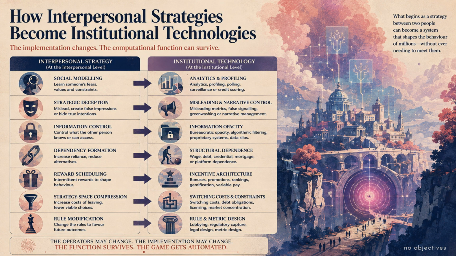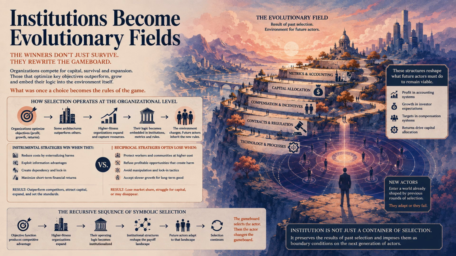And then, last but not least, let's close out by talking about institutions becoming evolutionary fields. And of course, this is another novel contribution of PSH. We think of institutions not just as games. They are evolutionary fields. And this final slide closes the loop, right? Because now symbolic selection is recursive. Imagine organizations competing for capital, market share, status, or institutional survival.